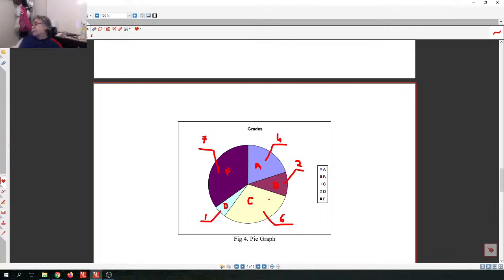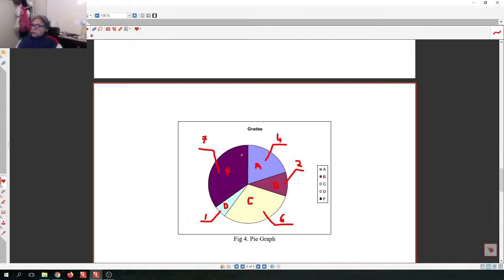Or should I say it in reverse? C has to be as big as A and B combined. And this guy has to be as big as C and D combined. So you're going to have to measure. You might want to use a compass, right? Now, if this is not done proportionally, you can do it with a computer.